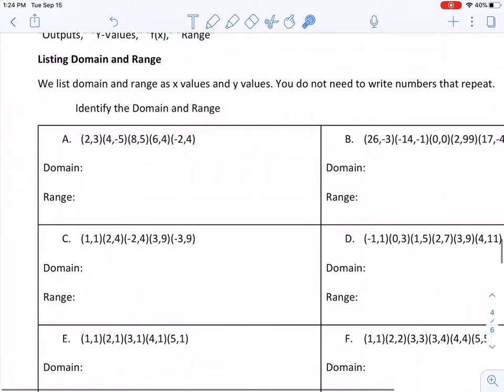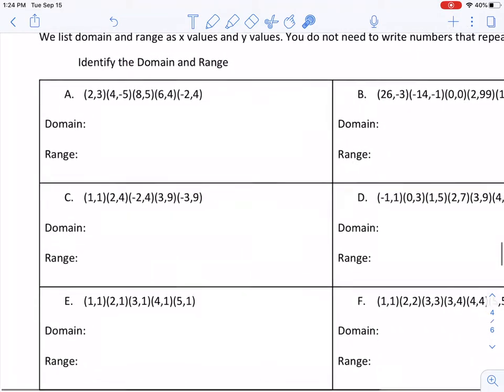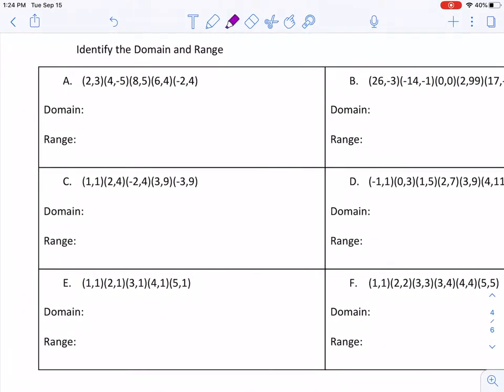In talking about domain and range, I'm just going to do these ones on the left here. Our domain are just all of our x values. So all we have to do is list our x values. I'm going to list them in order. So I have -2, 2, 4, 6, and 8.